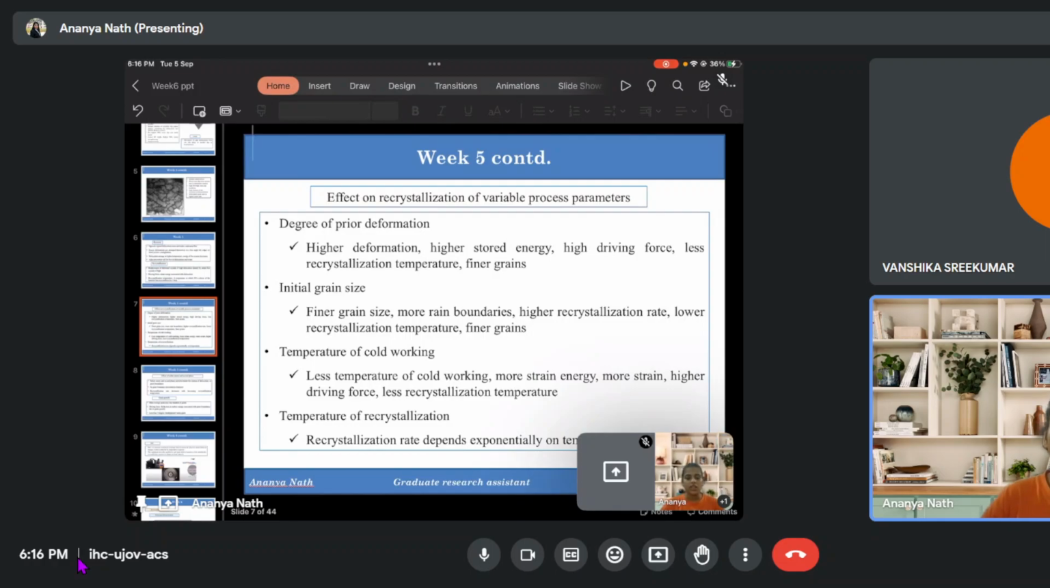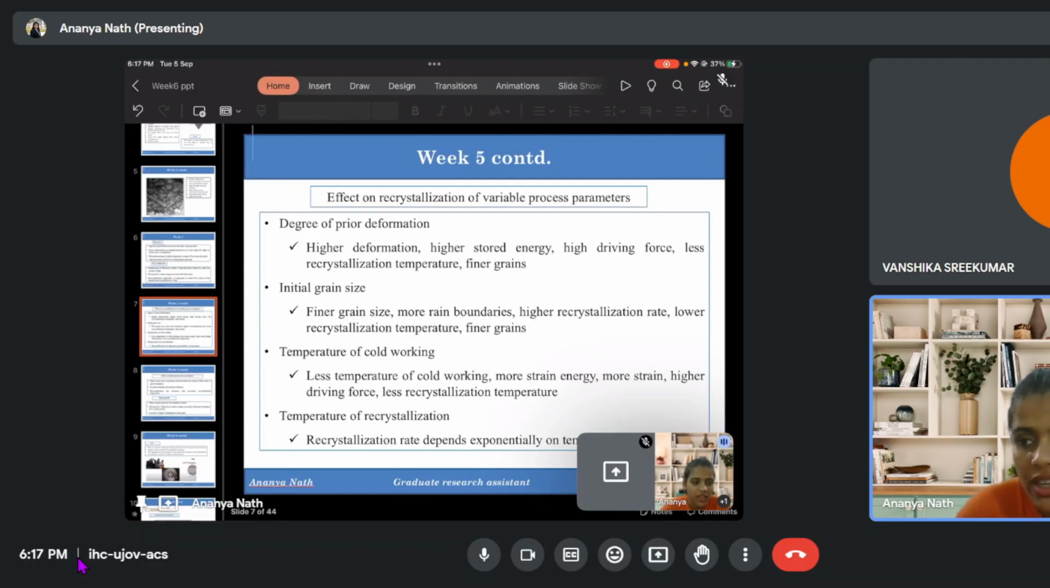After deformation, we also need some temperature and time. For some time interval, we keep the material at a higher temperature, which is called the recrystallization temperature. Every material has a recrystallization temperature at which the material starts forming new strain free grains inside it. So that's one thing. Next is the initial grain size.